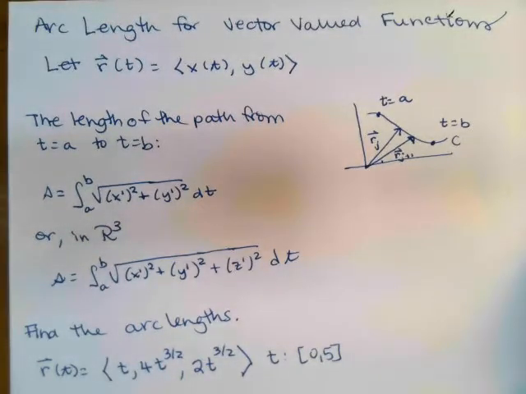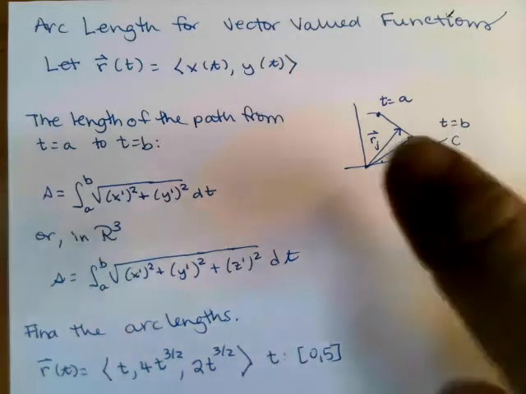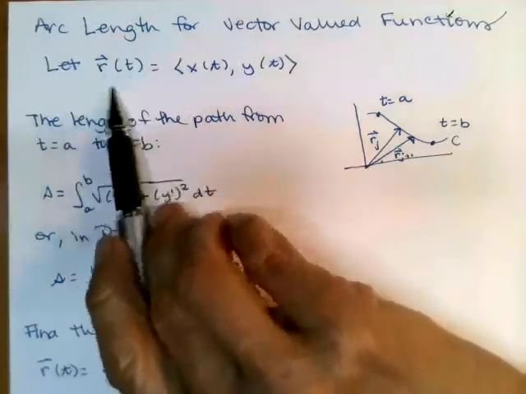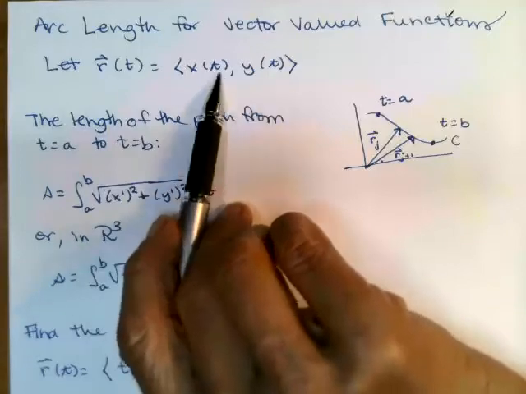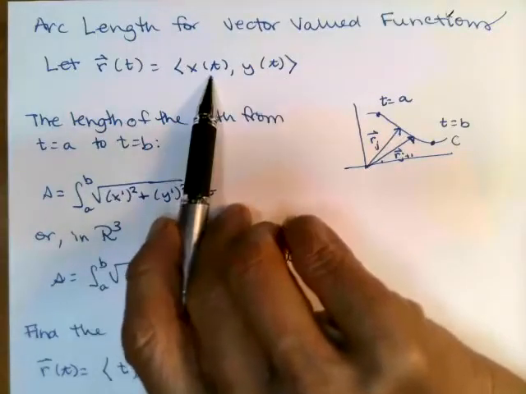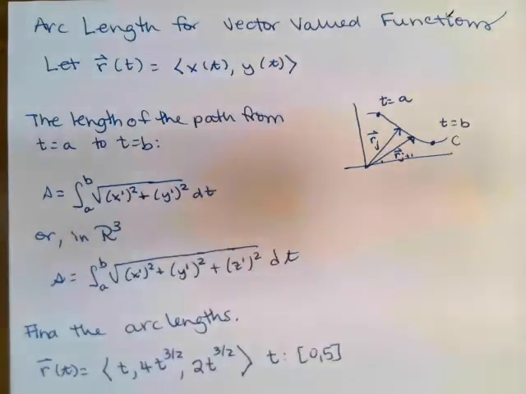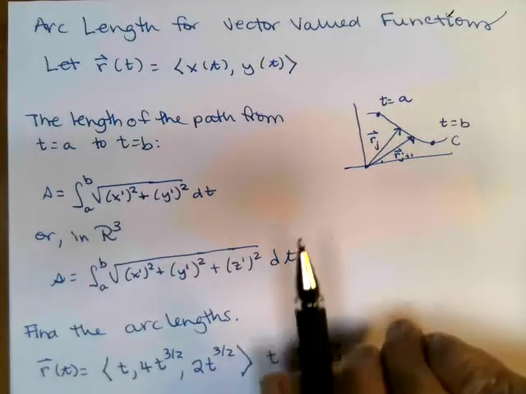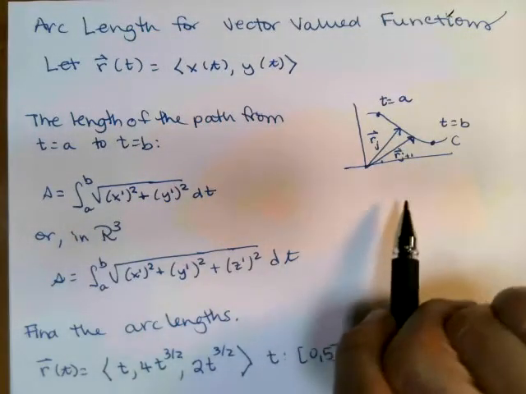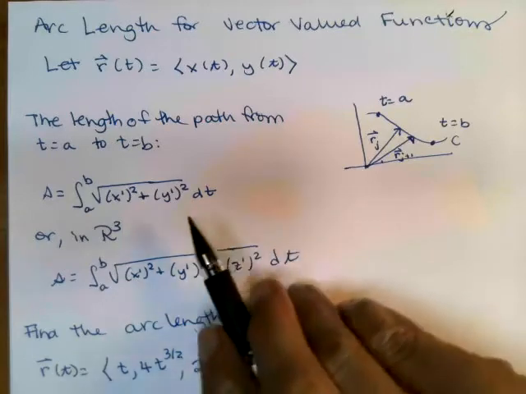So now I want to show you how we can find arc length if we have a vector valued function. So remember our vector valued functions, they come as this r of t, where we have the x and y components defined independently, and of course we can add a z component if we're in R3. So I have a little picture over here to kind of get our bearings.